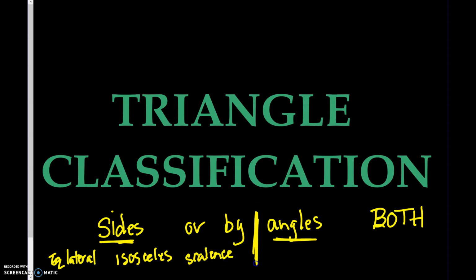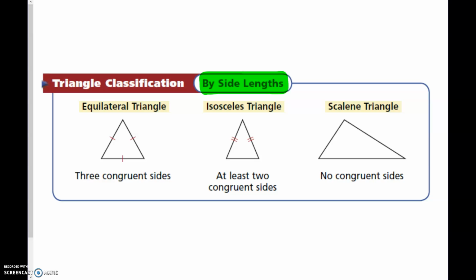Okay, that's sides. Then if we go by angles, we either have acute, obtuse, right, and there's one more. Do you guys remember the one more? Straight. Okay, all right. So, classifying by sides, equilateral has 3 congruent sides.